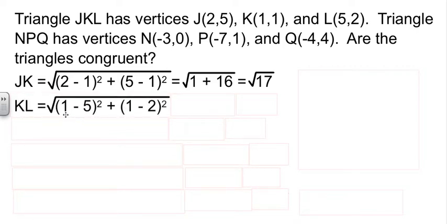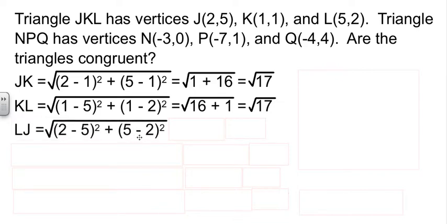KL: 1 minus 5 squared plus 1 minus 2 squared. Here again, I'll caution you to use parentheses when you put this in your calculator, because 1 minus 5 is negative 4. Negative 4 squared is not negative 16, and in some calculators, if you're not careful, you'll get negative 16, and you'll get negative 1 here, so you would have a negative 17, and that's not good. You can't take the square root of a negative, so watch your parentheses here.